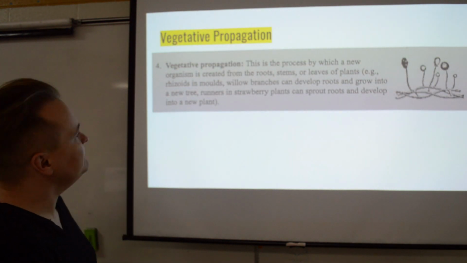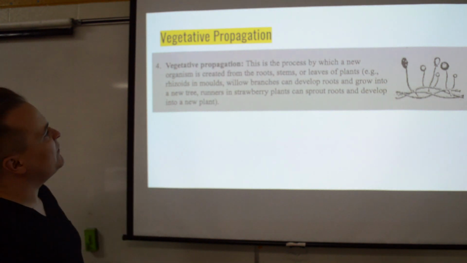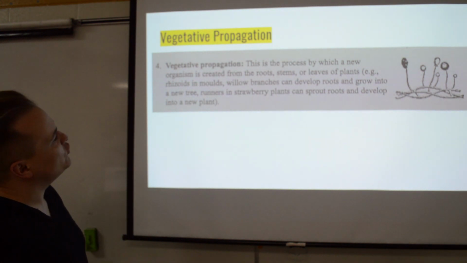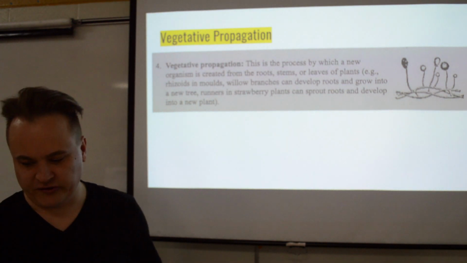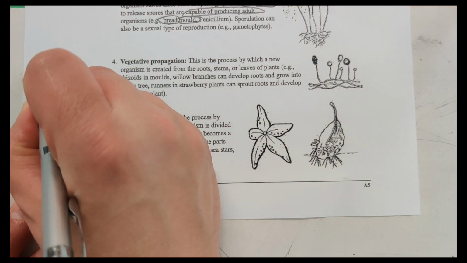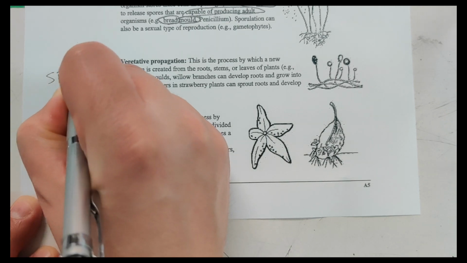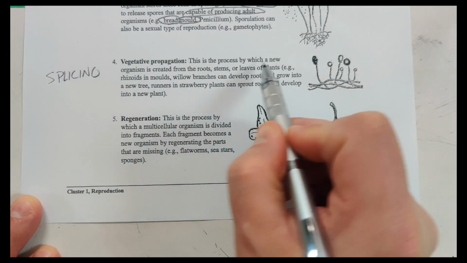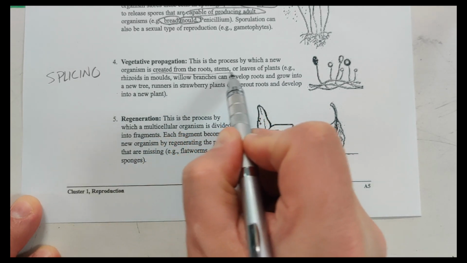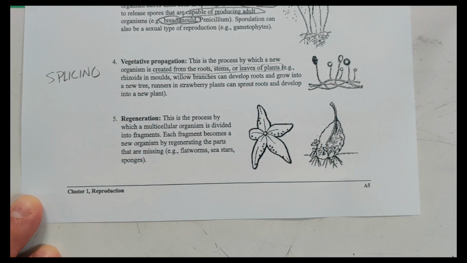vegetative propagation. This is the process by which a new organism is created from the roots, stems, or leaves of a plant. So that's what I called on the last page. You would put splicing here. So I would do on this one, created from roots, stems, or leaves of plants. That's what I would say. I would circle that.